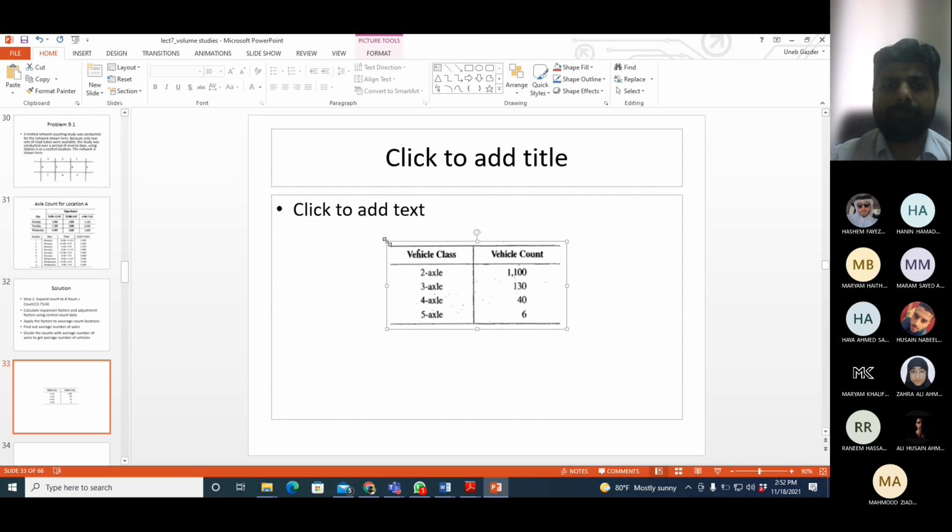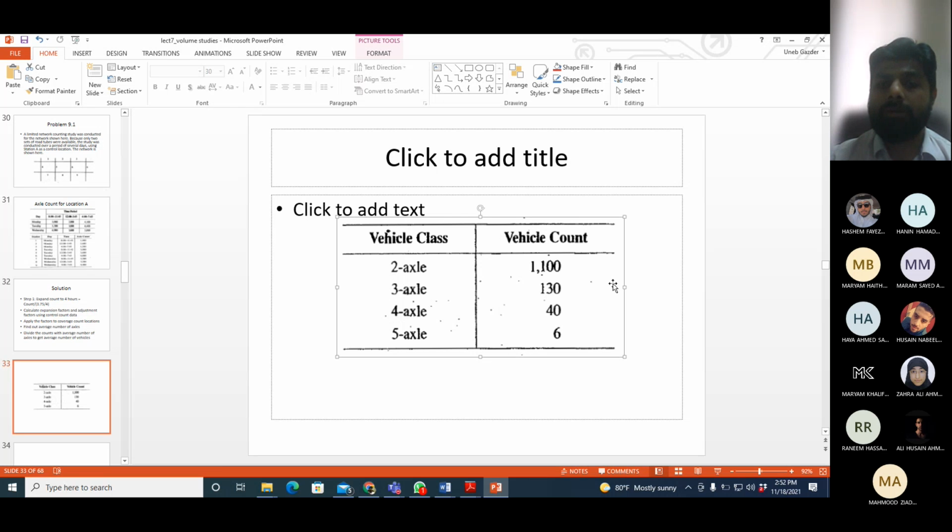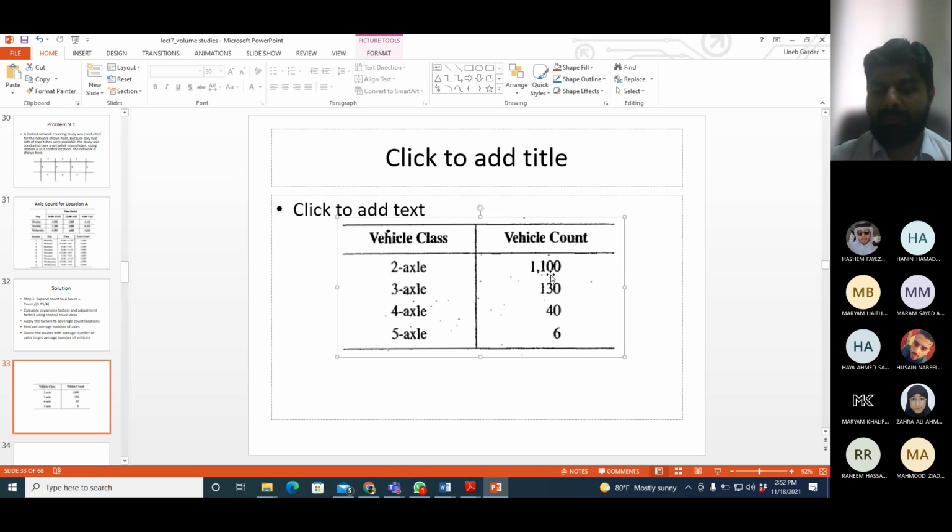What we did, we need the average number of axles per vehicle. How do we calculate it? Number of axles divided by number of vehicles. In the same 12 hours, they did a short study to count the number of vehicles and their axles. This is what they found: 1100 vehicles with 2 axles, 130 vehicles with 3 axles, 40 vehicles with 4 axles, and 6 vehicles with 5 axles. From this data, they calculate the number of axles per vehicle.